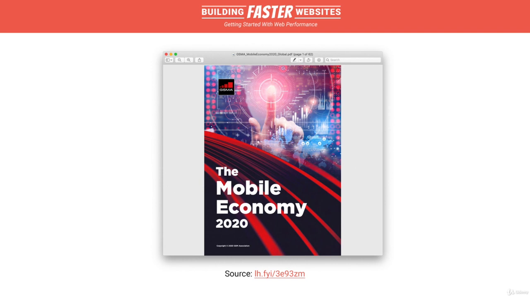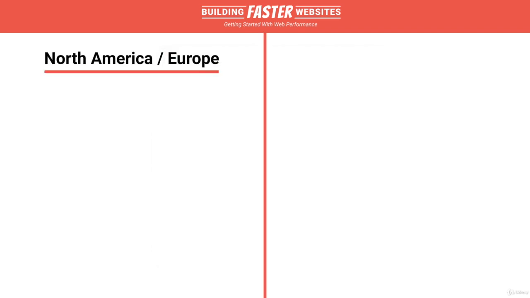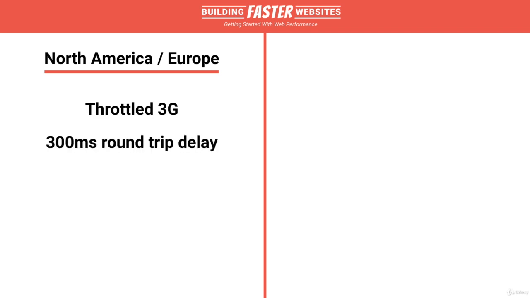If you're targeting areas like North America or Europe, start off by testing on a throttled 3G connection with around a 300 millisecond round-trip delay, 1.6 megabyte per second download speed, and a 0.8 megabyte per second upload speed, before shifting to faster connections to get a more complete view.